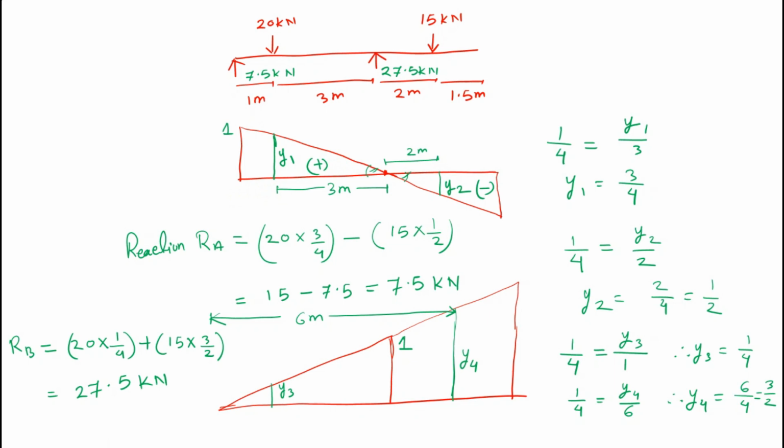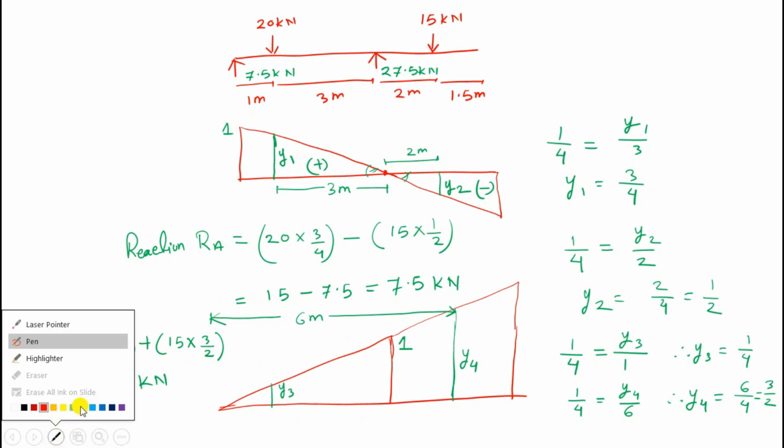Let us start with the last problem, that is a simply supported beam with overhanging at one side, and there is 20 kN load and there is 15 kN load. So we have already calculated the reaction RA and reaction RB. Now let us try to find out some value of shear force.